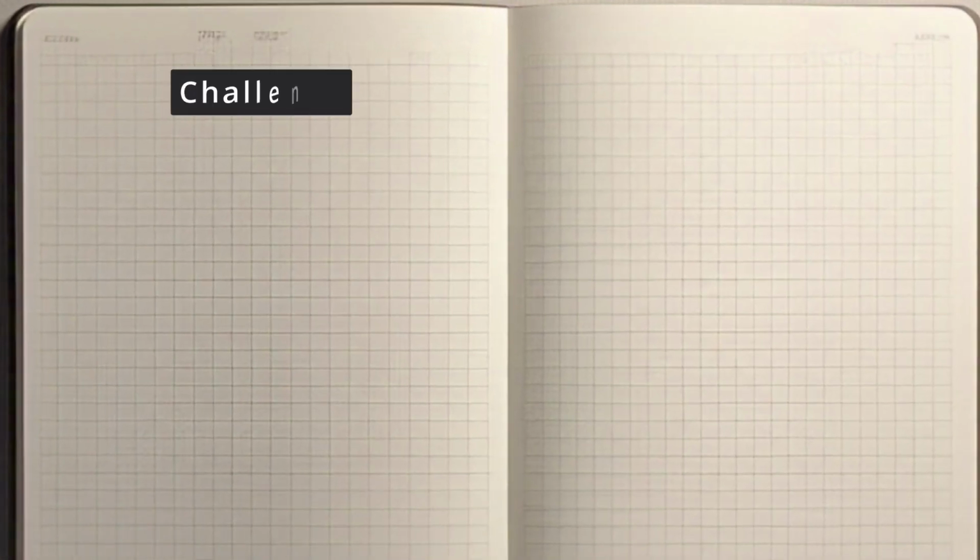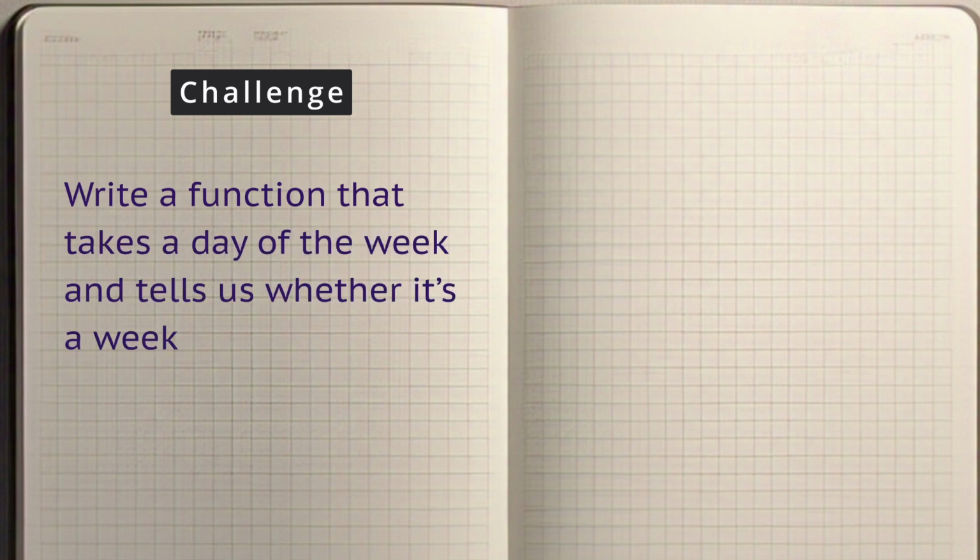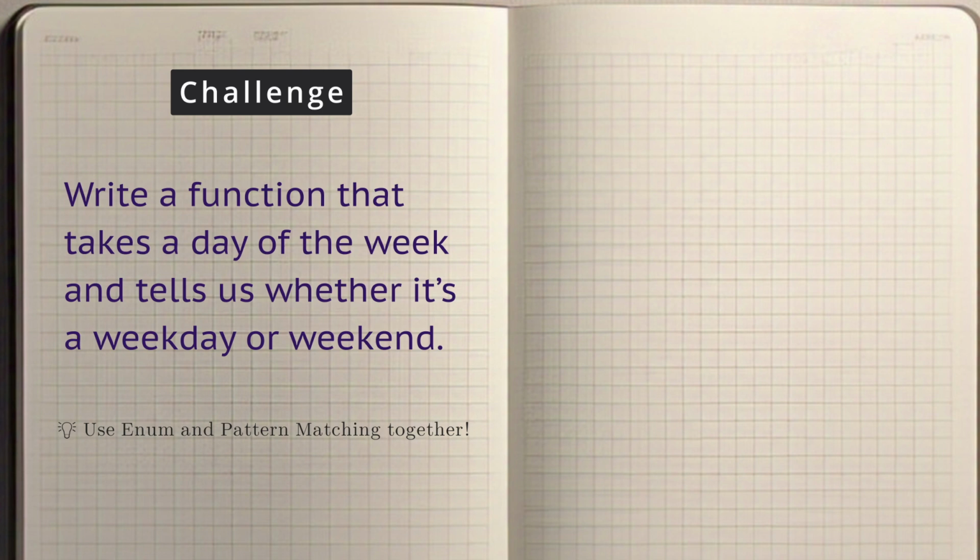All right, time for a quick challenge. Write a function that takes a day of the week and tells us whether it's a weekday or weekend. Here is a hint for you. Use enum and pattern matching together.